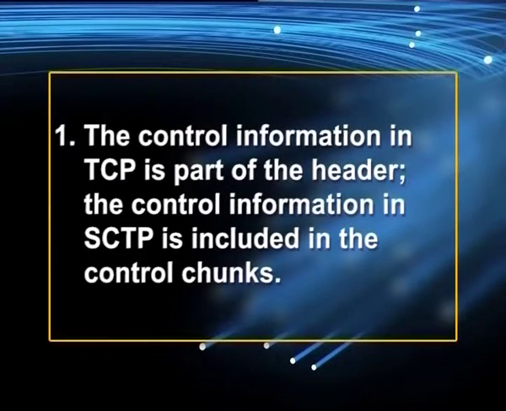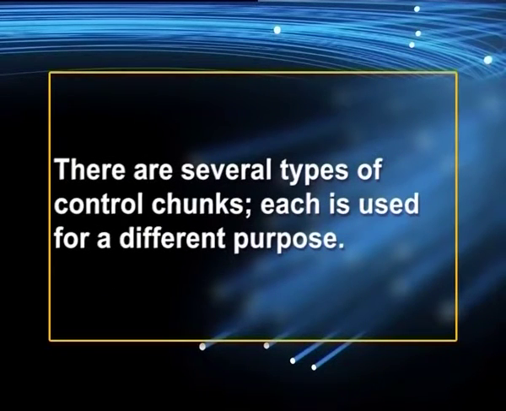We will discuss the format of SCTP packet in the next section. For the moment, let us briefly list the differences between an SCTP packet and a TCP segment. The control information in TCP is part of the header. The control information in SCTP is included in the control chunks. There are several types of control chunks. Each is used for a different purpose.